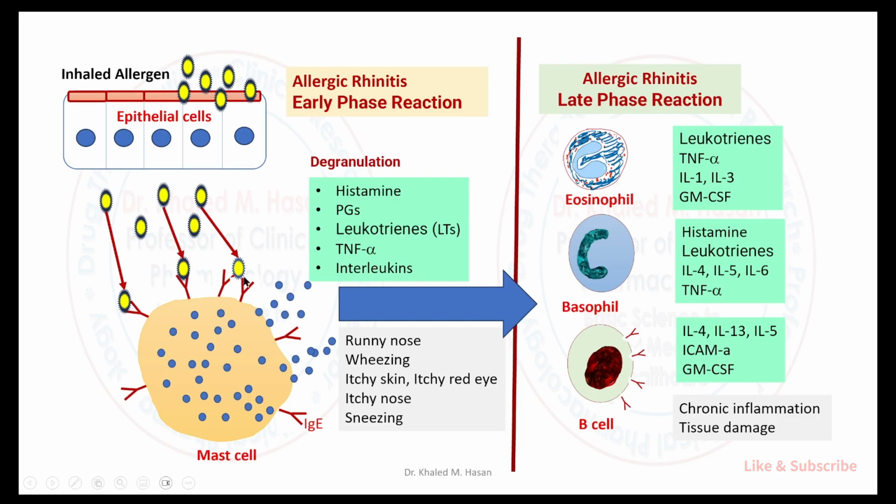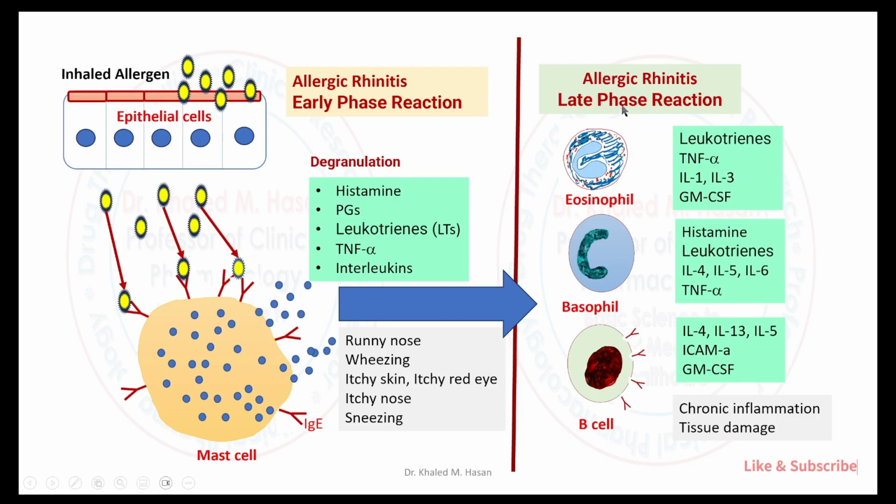stimulating the mast cells to release their contents: histamine, prostaglandin, leukotriene, tumor necrosis factor alpha, and interleukin. Due to the release of these mediators, in this early phase the patient will start suffering from runny nose, wheezing, itchy skin, itchy red eye, itchy nose, and sneezing. The early phase occurs within minutes, for example 1 minute to 2 hours. The late phase sometimes takes weeks to see these symptoms.